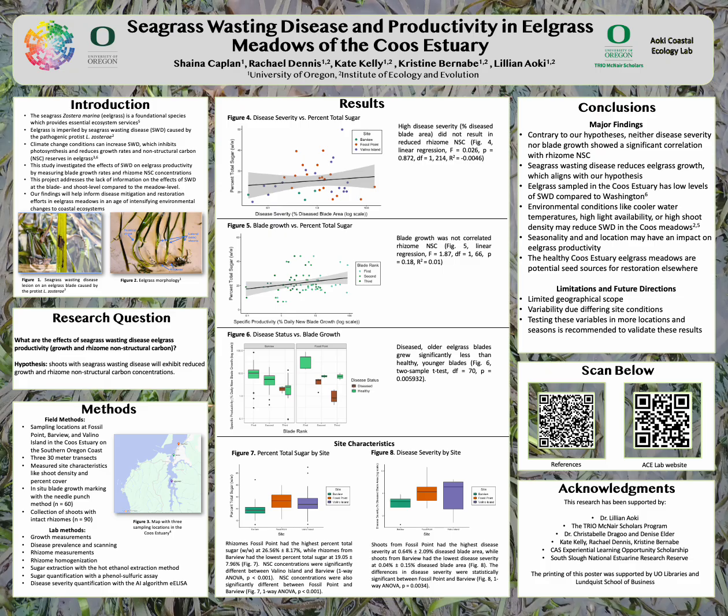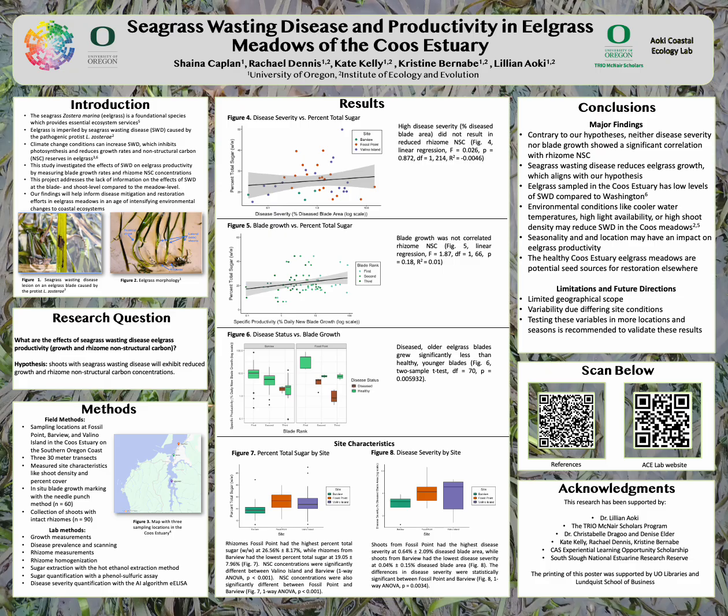Eelgrass is imperiled by seagrass wasting disease, which is caused by the pathogenic protist Labyrinthula zosterae. Seagrass wasting disease also inhibits photosynthesis in eelgrass because it consumes chloroplasts, causing necrotic lesions on eelgrass blades, which I've shown in Figure 1. Ultimately, seagrass wasting disease can kill eelgrass shoots, leading to meadow decline.